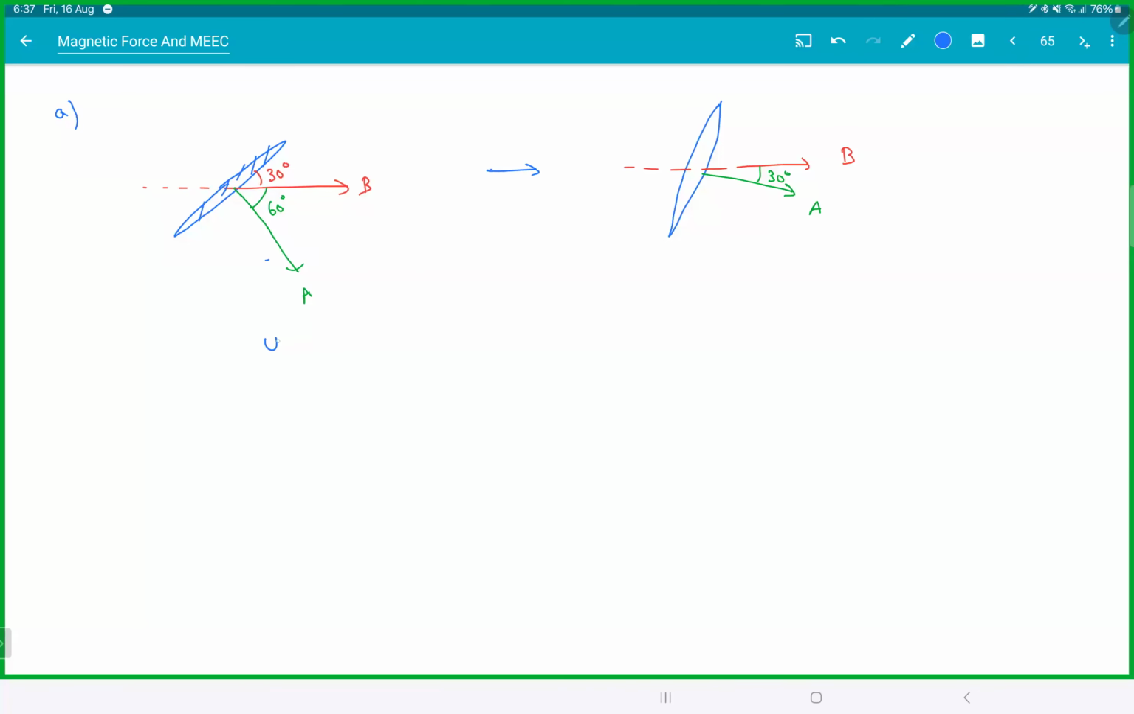What is initial potential energy? So U initial is minus mu B cos 60. So U final is minus mu B cos 30. So work done would be U final minus U initial.